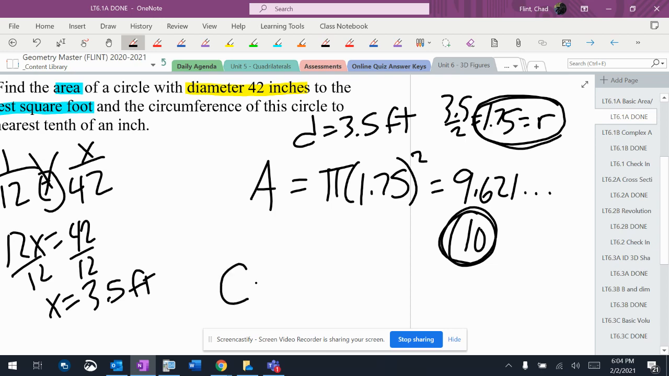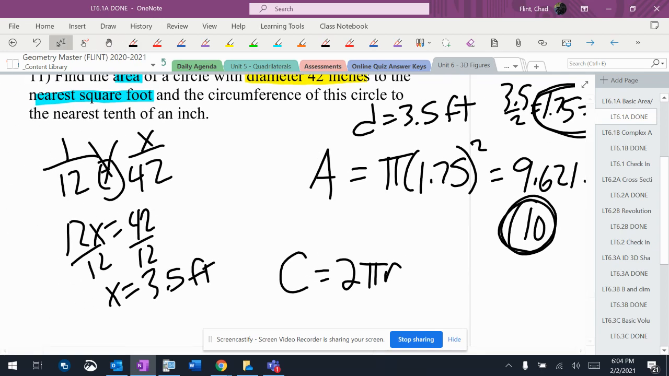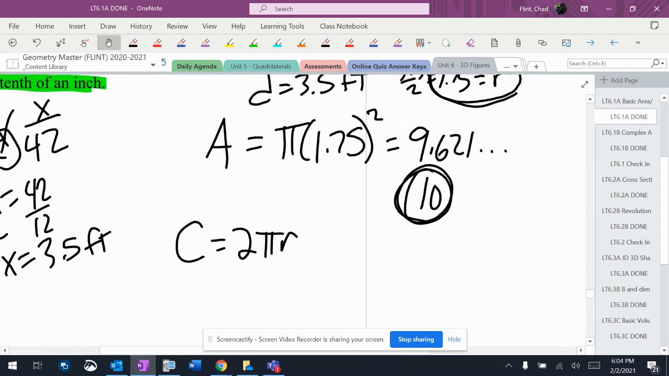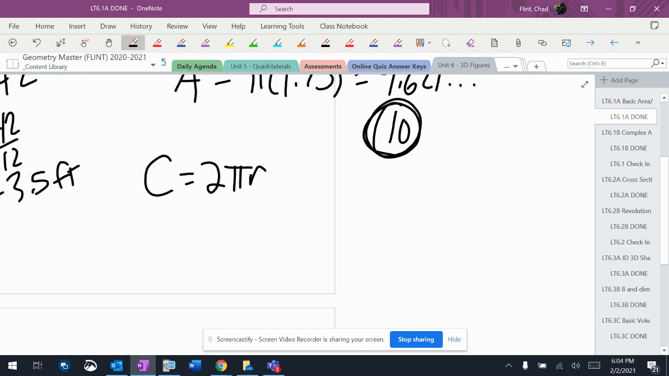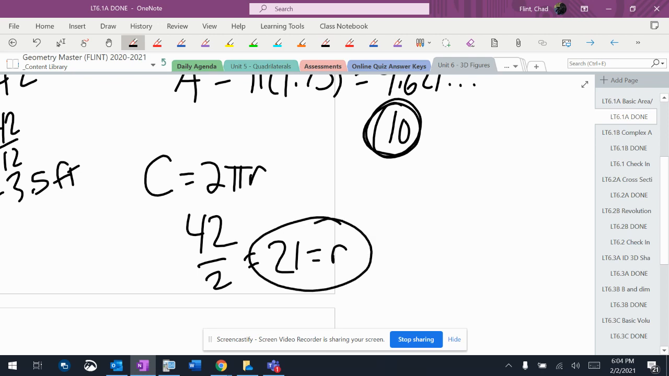It wants circumference. Circumference is 2 pi r. Now you have to be careful here because it flips back and says to find that to the nearest tenth of an inch, not foot. So I now need to backtrack and I need to take the 42 diameter, chop that in half, and get 21 for a radius. And then this is going to be 2 times pi times 21.